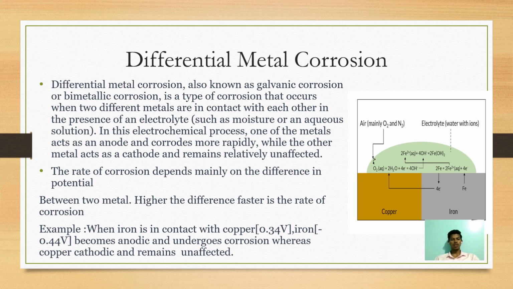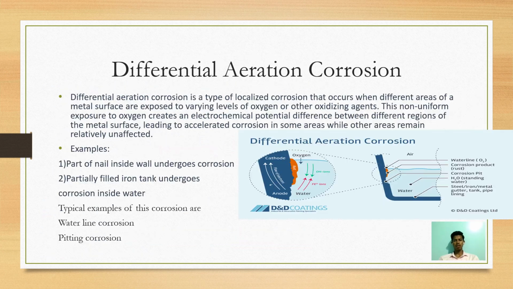The rate of corrosion depends mainly on the difference in potential between two metals. The higher the difference, the faster is the rate of corrosion. When we look into the example, when iron is in contact with copper of 0.34 volts, iron, whose potential is minus 0.44 volts, becomes anodic and undergoes corrosion, whereas copper, being cathodic, remains unaffected.